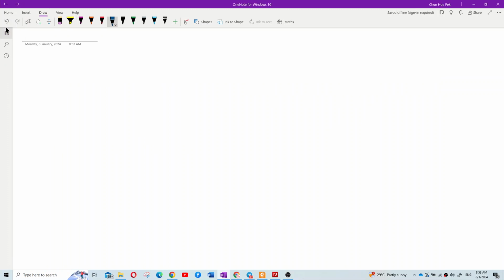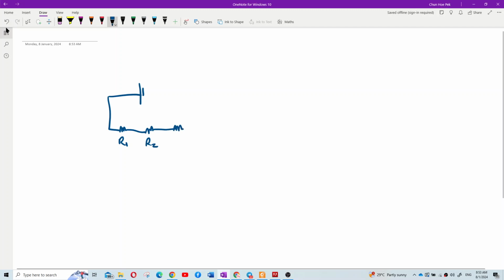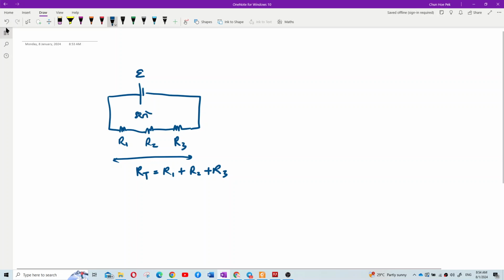So you learned last time, you use a battery and then connect resistor 1, resistor 2, then resistor 3, and then you have an EMF. Remember the total resistance? It is R1 plus R2 plus R3. This is for series. Remember that?